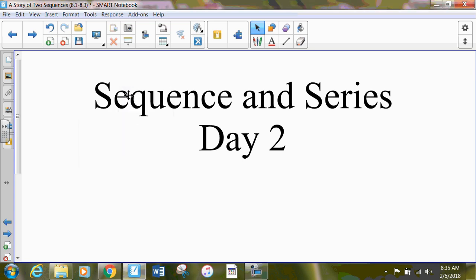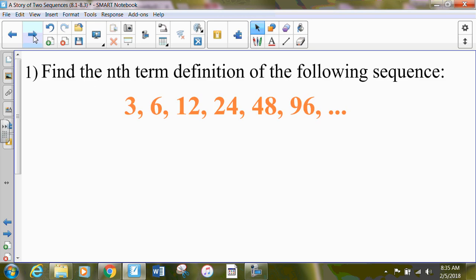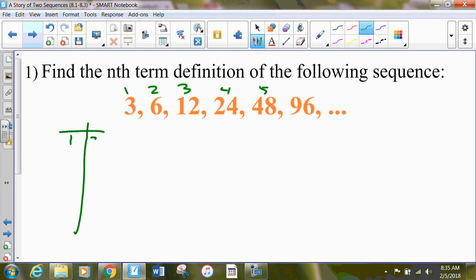Okay, let's get going. Sequence and series, day 2. Day 1 sequences were all arithmetic. They were very similar to linear functions, and we had a good time with those. If you looked at these sequences and said, this is my first term, this is my second, third, fourth, fifth, and you put it in table form, right? Second term is 6, third term is 12. You would see that we would be looking at a table that represents an exponential function.